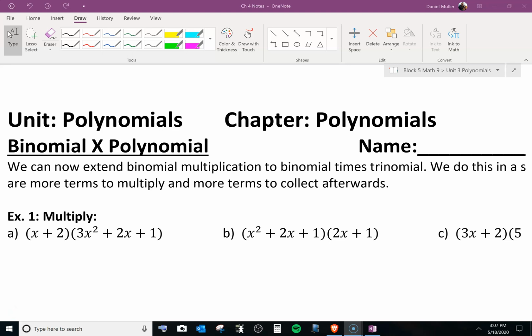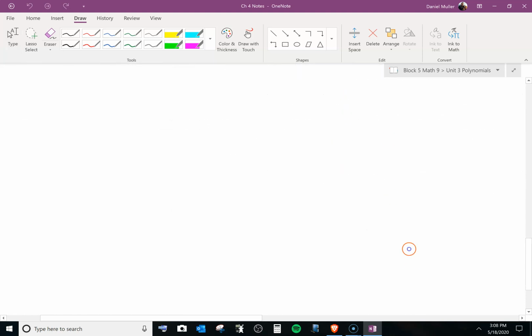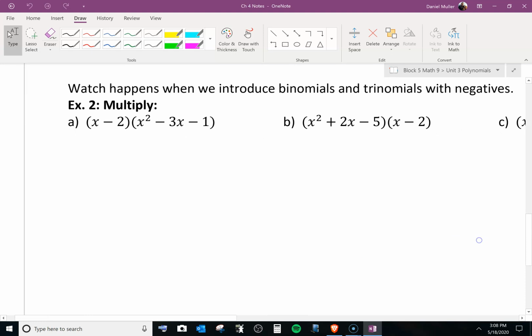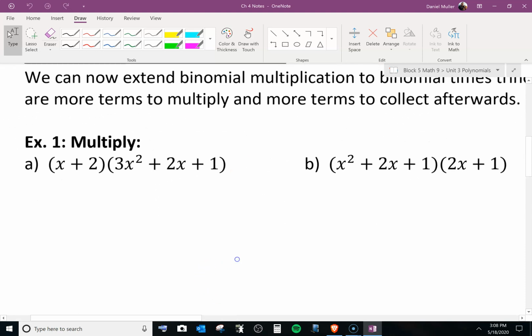Okay, another chapter here with multiplying. This time we're multiplying a binomial times like a trinomial, or these are all trinomials, but they might even be bigger. I don't know. I can't remember if I put a 4 in there. So maybe it should say binomial times trinomial, but it says binomial times polynomial. They're just bigger terms. So here we had 2 terms, and then we've got 3. So before it was 2 and 2, now it's 2 and 3.